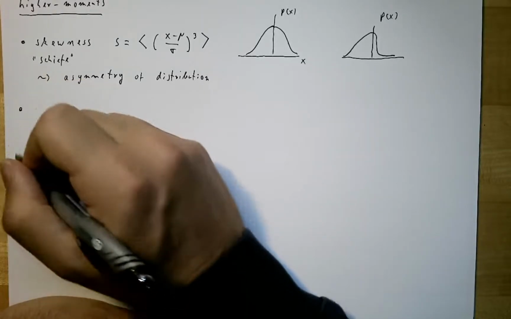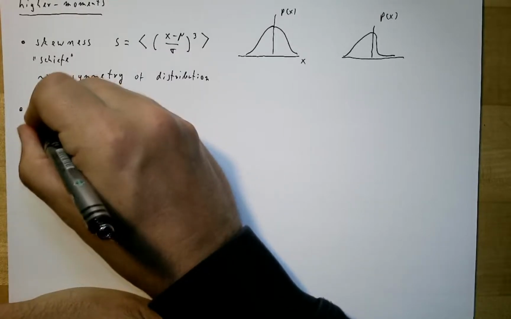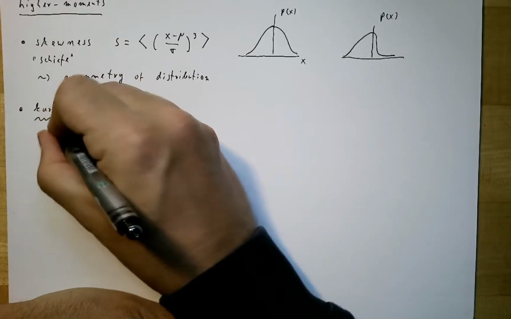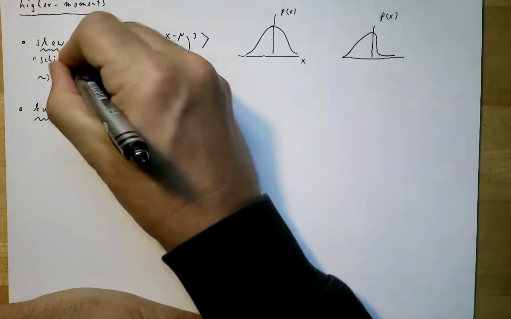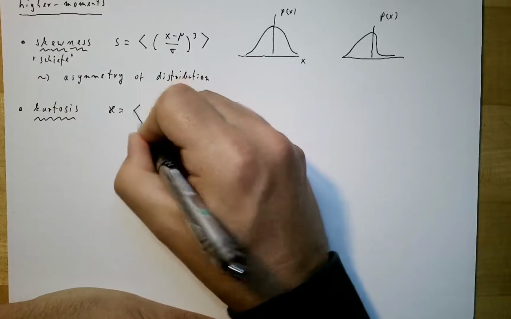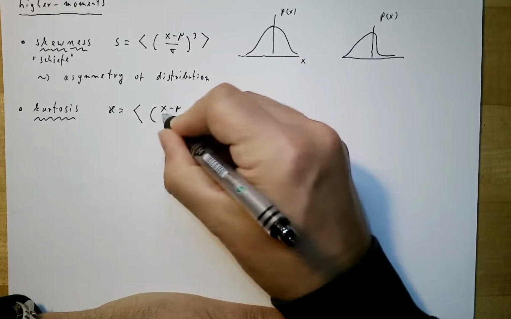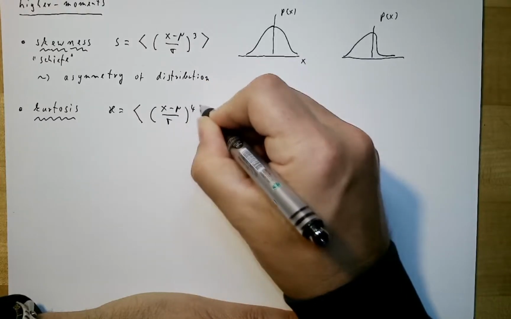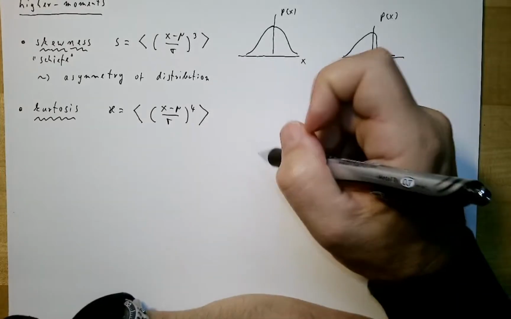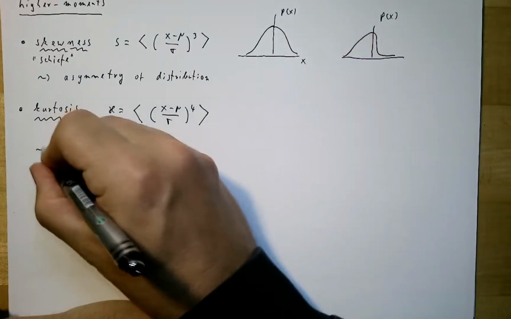If you want to go to the fourth order, that's the kurtosis. This is an expectation, and now we take the difference from the mean normalized by the standard deviation to the 4th power, and the kurtosis tells us something about the heaviness of the tail.